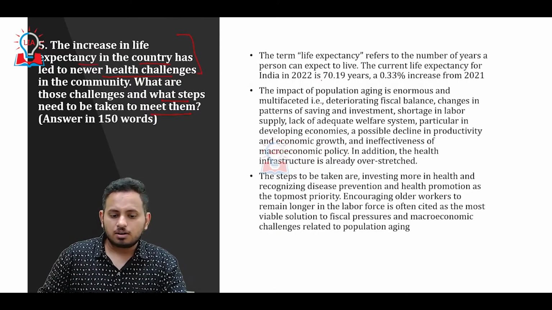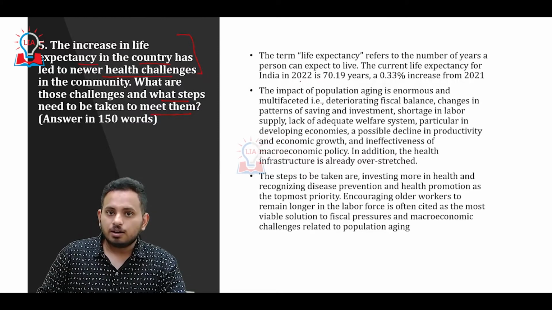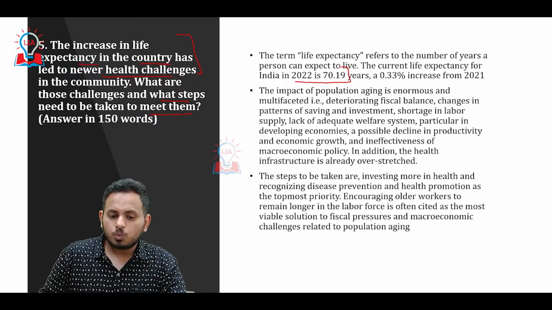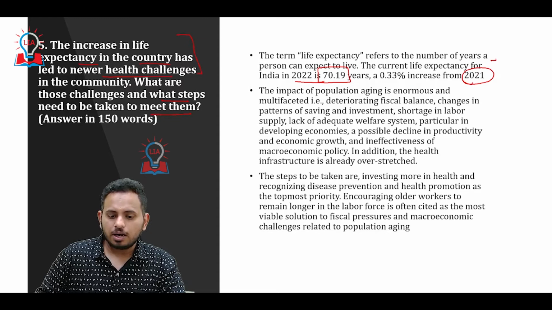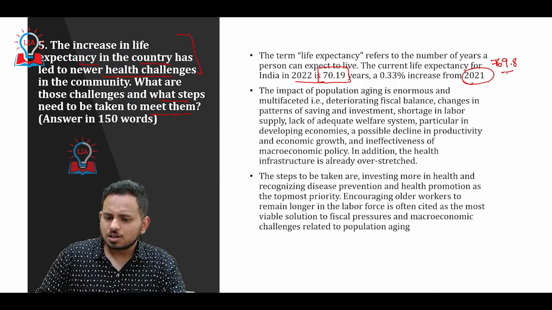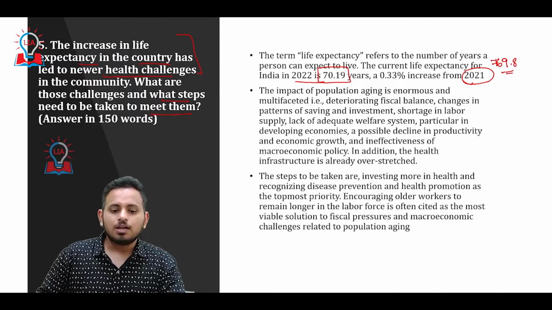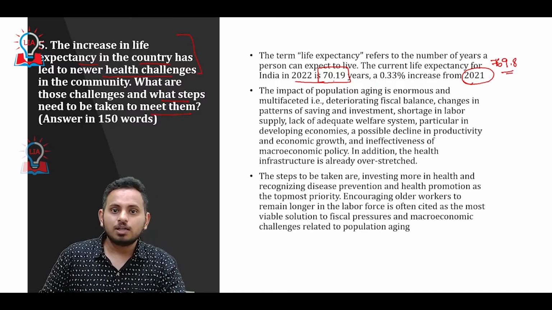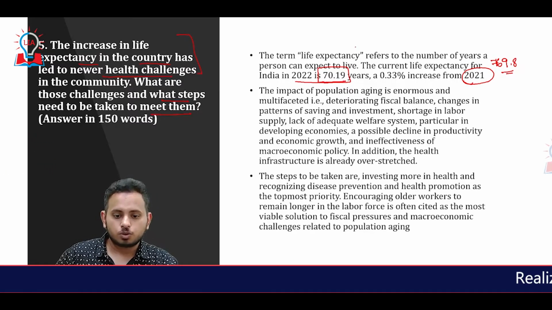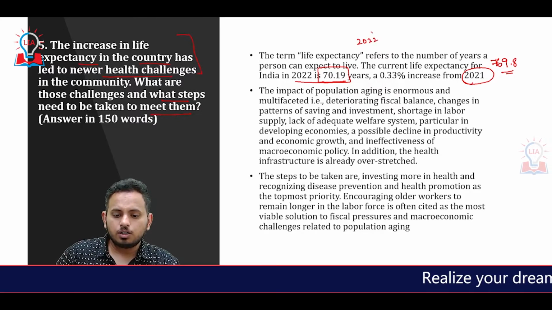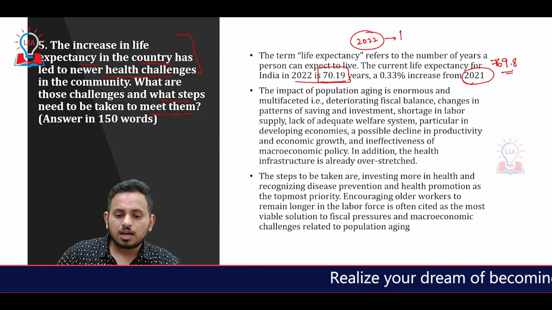You can see here, life expectancy in India rose to 70.19 years in 2022. In 2021, it was 69.8. See, the numbers are not so important, but still, as the question has specifically asked about the life expectancy, here you will have to write this data and show that in the year 2022, the life expectancy has grown.